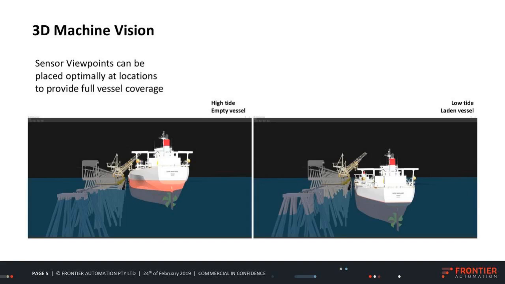So we use the 3D machine vision sensors to completely track vessels in all scenarios. So you can have high tide empty vessels or low tide laden vessels. That's what this slide actually shows. And we're still tracking it in any of these scenarios. So competing offers can't do that because they're not 3D and they cannot cope with these changes in variation in vertical vessel position, for example.